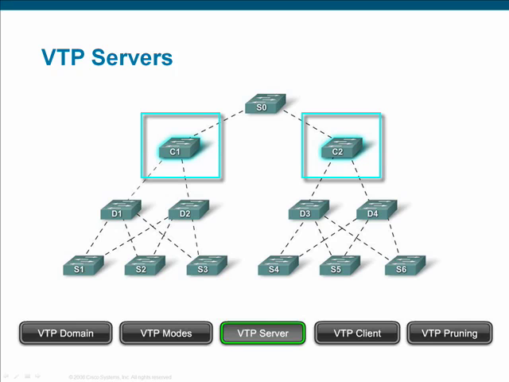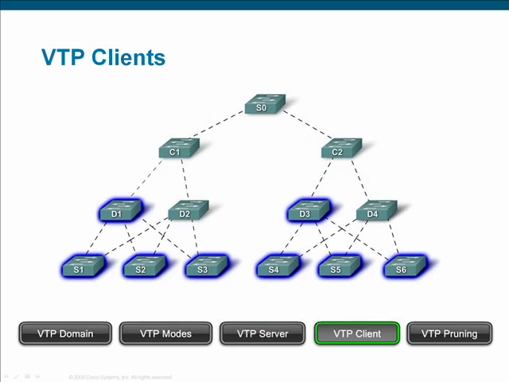VTP servers advertise the domain VLAN information to other VTP-enabled switches in the same domain. The server is where VLANs can be created, deleted, or renamed for the entire domain. VTP clients function the same way as VTP servers, but you cannot create, change, or delete VLANs on a client. When a VTP server sends VLAN information to a client, the client updates and stores that information in RAM.